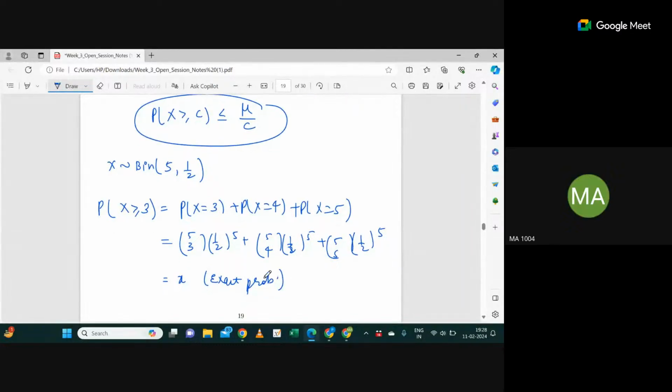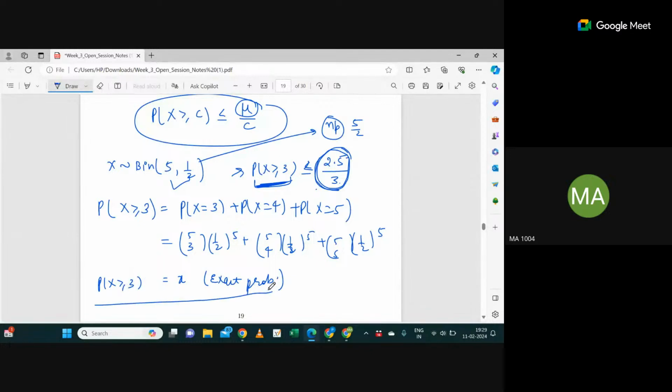On the same page, I can calculate probability x greater or equal to 3 less or equal to mu by c. What is mu? Mu will be 5 by 2, which is 2.5. See, the mean of the binomial distribution is np, right? So it will be 2.5 divided by 3. So basically, I can compute a bound, meaning this probability cannot exceed this quantity. This probability will always be less than or equal to this. Or I can simply calculate the exact probability. Both I can do from here. So far, so good.